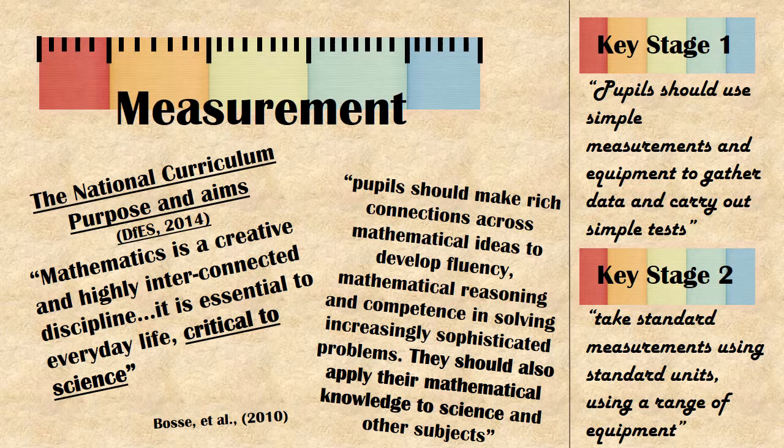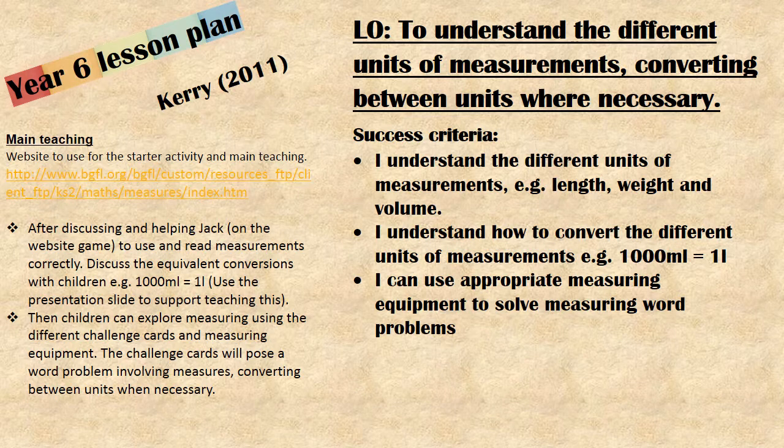2010 discovered that science and mathematics use similar terminology and that pupils should transfer their knowledge across the different subjects to consolidate their learning. The curriculum also acknowledges that children should be using simple measurements in Key Stage 1, and when they are in Key Stage 2, there is an emphasis on the accuracy of measurement, resulting in more complex activities. My lesson plan for a Year 6 class.